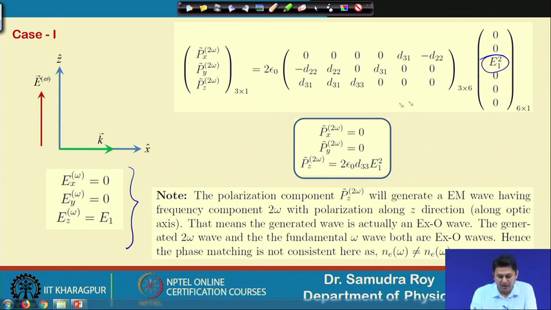Now, here, unlike the KDP crystal, we can see there are many non-zero d elements. In that case, only three terms were non-zero; in most cases the coefficients were 0. But here there is a possibility that we have some non-zero terms, and indeed we find that Px is equal to 0, Py is equal to 0, and Pz is generated, which is not 0 and is also proportional to d33.